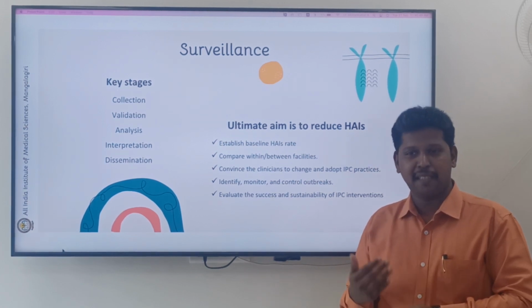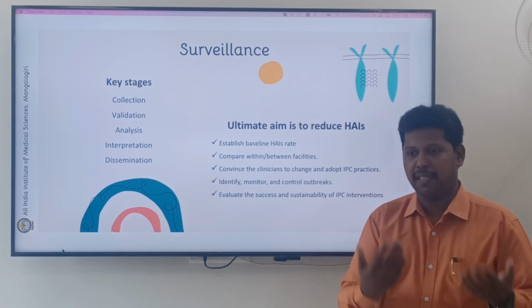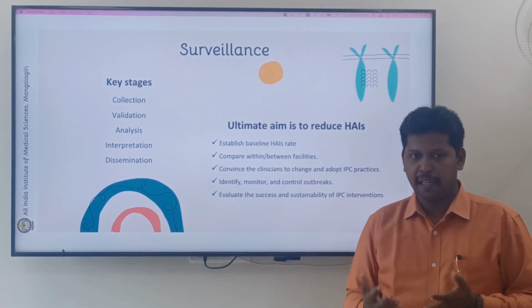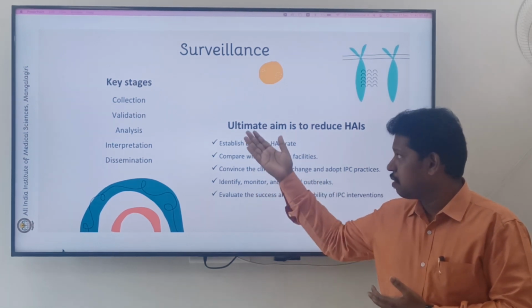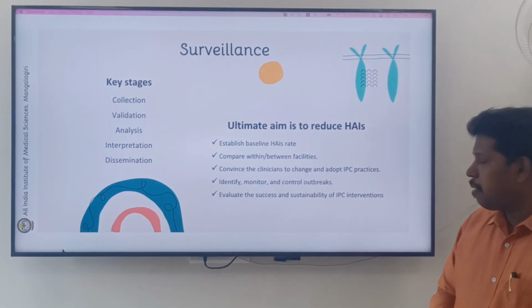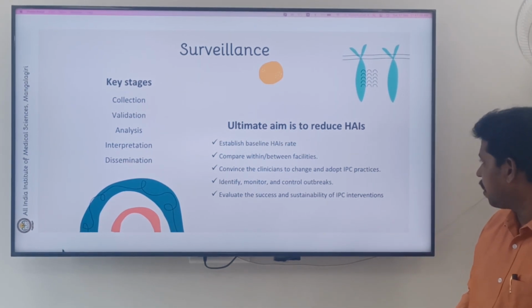Then it has to be analyzed, then interpreted. Out of all these, it should be disseminated properly to the necessary clinicians or the hospital administration. Then only the action can be taken from all these surveillance activities. So all these 5 are quite important in any surveillance aspects. So the ultimate aim is to reduce the HAIs, healthcare associated infections.